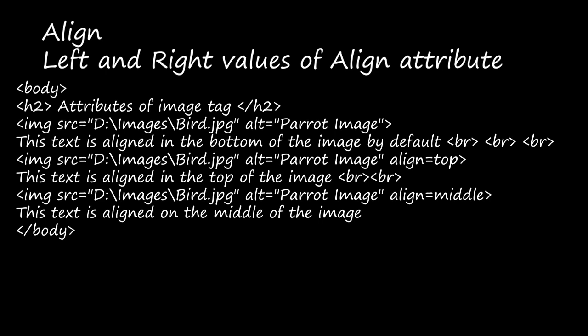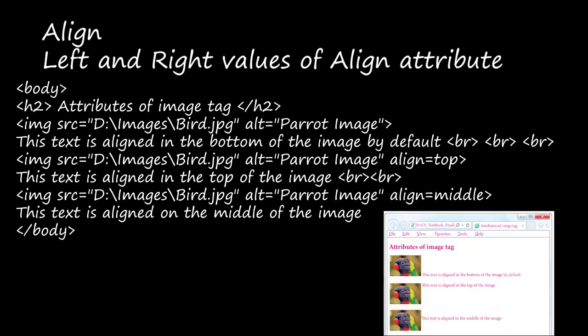Okay, if you give the alignment as middle, the image will be aligned in the middle of that baseline of the text. If you give top, it will align the top of the image with the baseline of the text. Okay, the next one is the left and right values of the align attribute. Using the left and right values of the align attribute, it will display the image on the left and right side of the text.